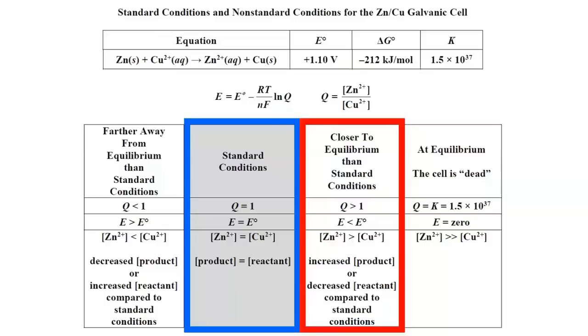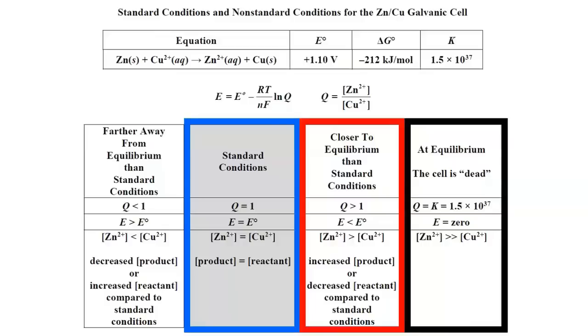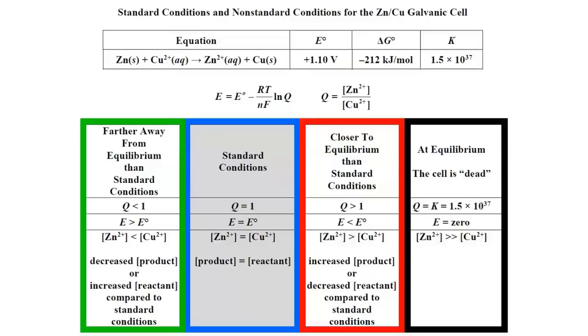So if you move closer to equilibrium, Q becomes greater than 1, and the cell potential will decrease from standard conditions. Well, eventually, when you reach equilibrium, now the cell potential drops all the way to 0, and Q becomes very, very large. In fact, it would equal K, which, as we just discovered, is 1.5 times 10 to the 37 for this galvanic cell. So what about if you go in the opposite direction? That would get you not closer to, but farther away from equilibrium than standard conditions. Well, now if Q is less than 1, then the cell potential is actually greater than standard conditions.